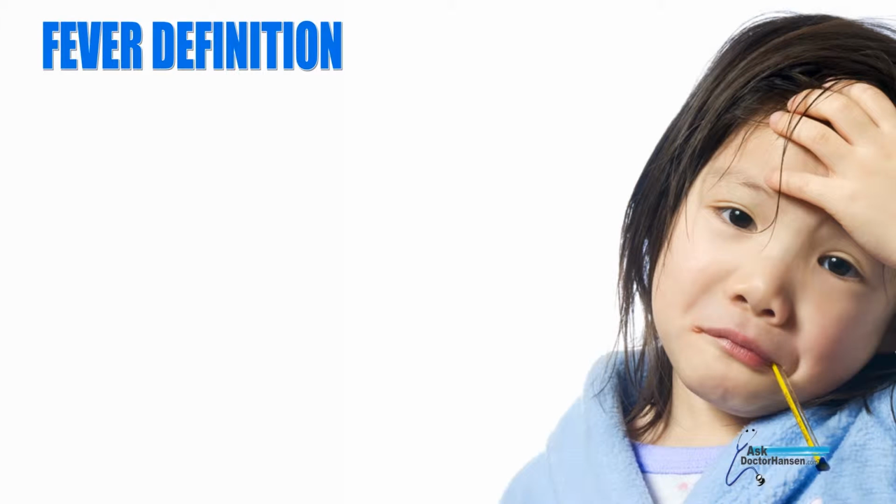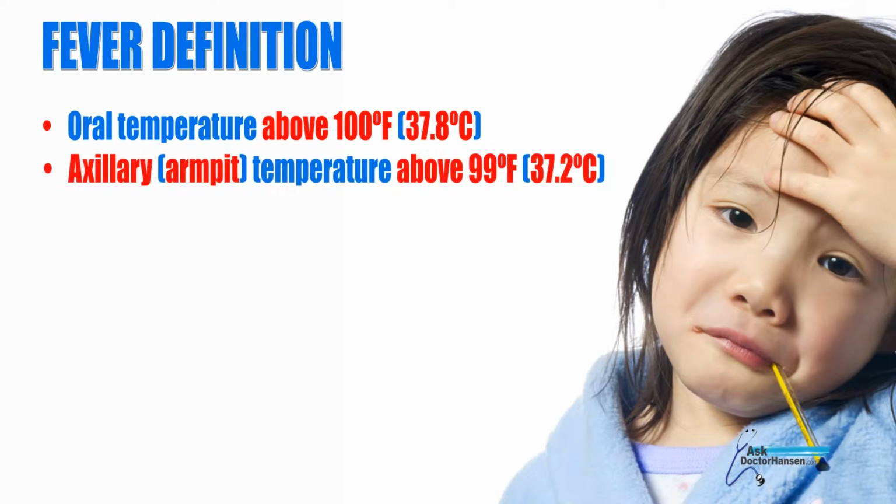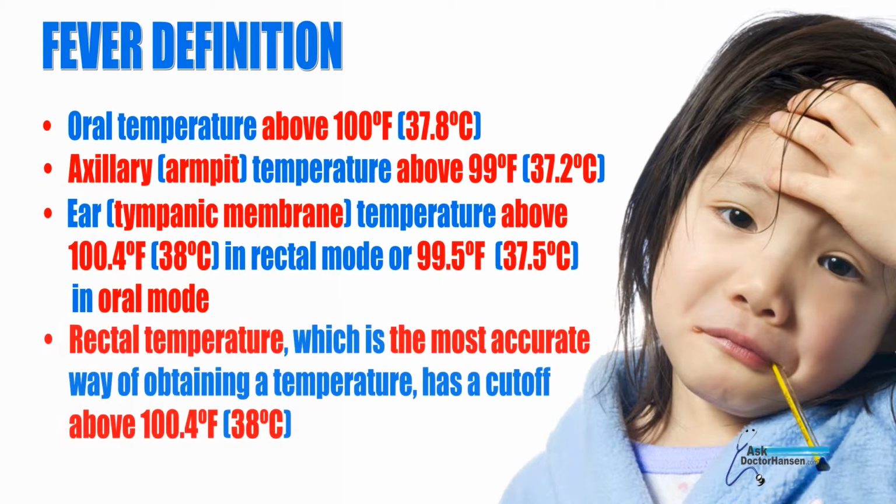So let's define fever. Fever is defined as an oral temperature greater than 100 degrees Fahrenheit, an axillary, meaning armpit, temperature greater than 99 degrees Fahrenheit, an ear, meaning tympanic membrane, temperature greater than 100.4 degrees Fahrenheit, which is 38 degrees Celsius, and a rectal temperature, which is the most accurate way of obtaining a temperature, which has a cutoff greater than 100.4 degrees Fahrenheit, or 38 degrees Celsius.